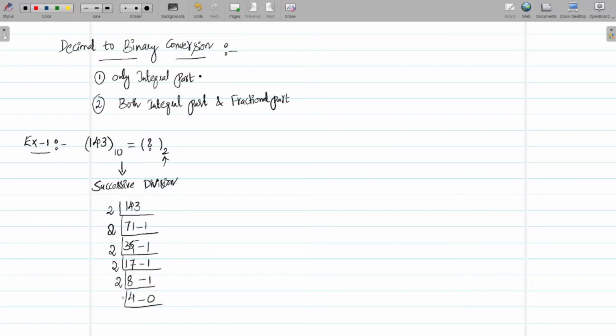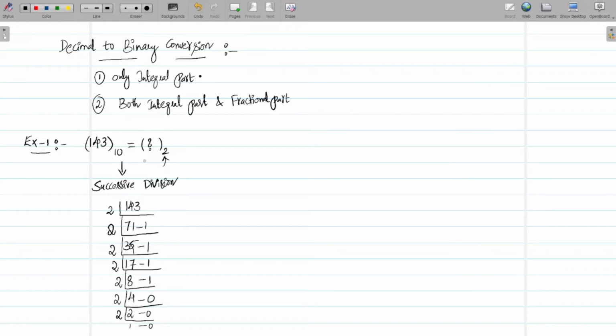Next, 2 times 2 is 4 and the remainder is 0. Next, the last one, 2 times 1 is 2 and the remainder is 0. And you cannot go further. Is it right or not?